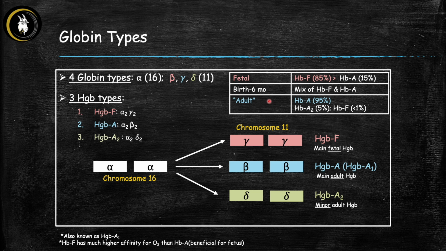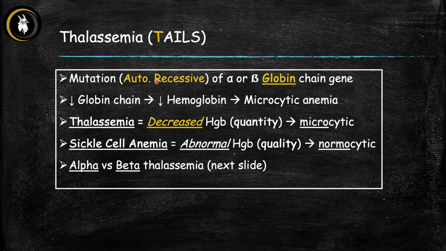Really, it's just anything beyond 6 months of age or so. And here, the main hemoglobin by far is going to be hemoglobin A, with only a small amount of hemoglobin A2 and negligible amounts of fetal hemoglobin. And now, as we're going to start learning about thalassemia, you'll see how the globin chain mutations are going to alter these results in the different types of thalassemia.